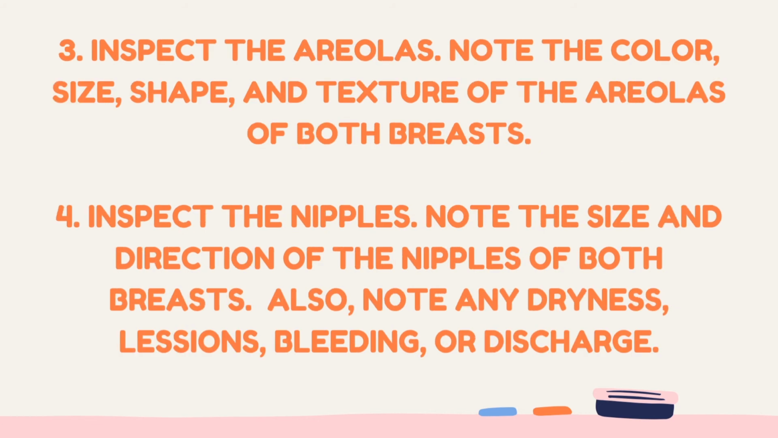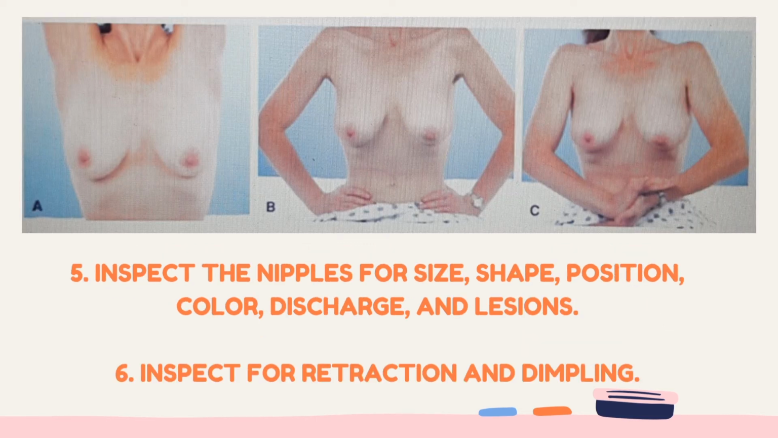Number 3. Inspect the areolas. Note the color, size, shape, and texture of the areolas of both breasts. Number 4. Inspect the nipples. Note the size and direction of the nipples of both breasts. Also, note any dryness, lesions, bleeding, or discharge. Number 5. Inspect the nipples for size, shape, position, color, discharge, and lesions. Number 6. Inspect for retraction and dimpling.